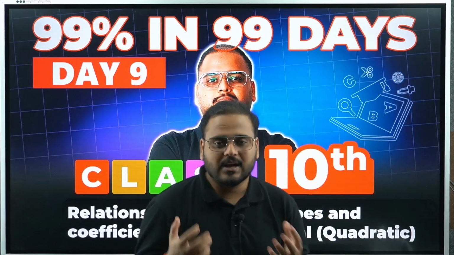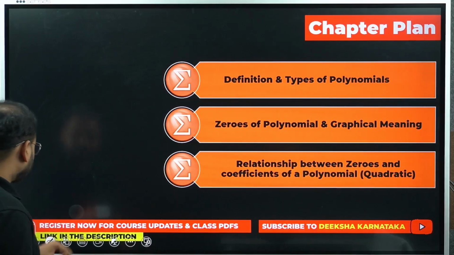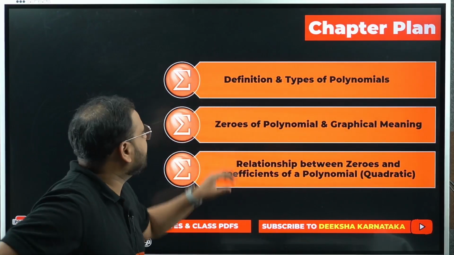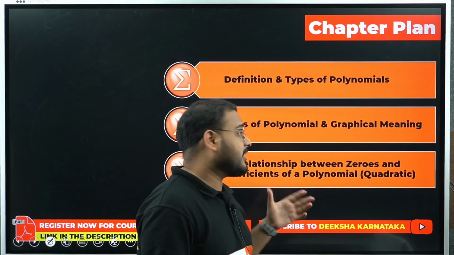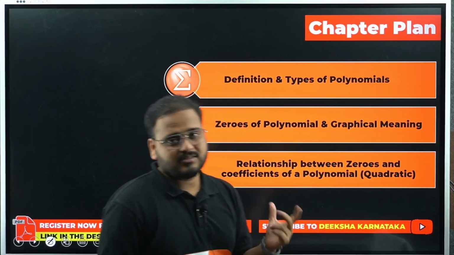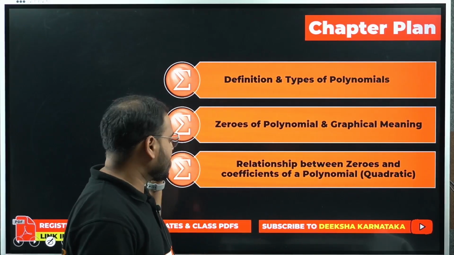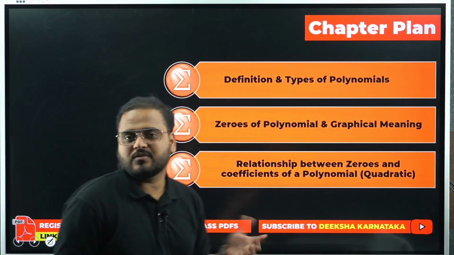The first thing coming up is the chapter plan. We have covered all the sections: we talked about definitions, in the first session what is the zero of a polynomial, and in detail the types of polynomial. Then we did a session on only the graphical method, since some questions come from there. And the most important part is going to be covered in today's session, which is the relationship between zeros and the coefficients of the quadratic polynomial.